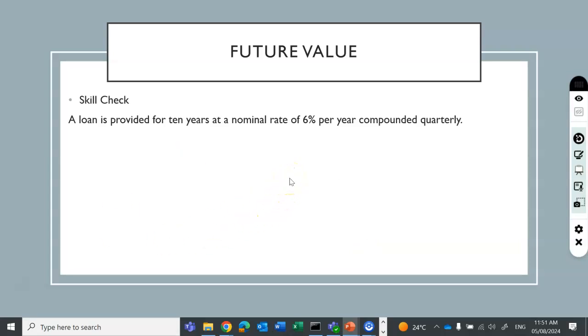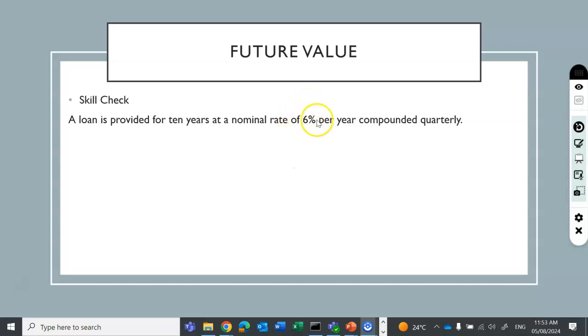Now the second example is for all of you. A loan is provided for 10 years at a nominal rate of 6% per year compounded quarterly. You need to find what your I and your N are. You can pause the video and try on your own.